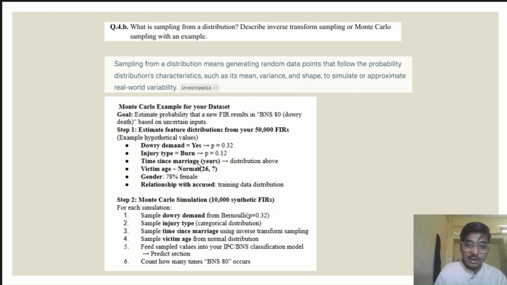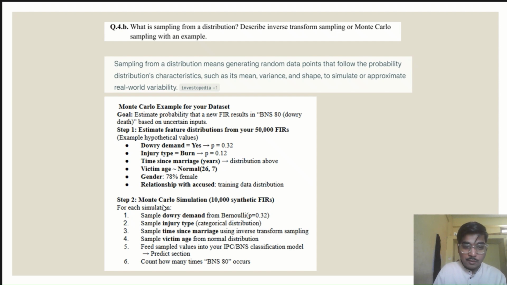If the time since marriage distribution is as above, then it can be taken. Victim age is normal, with a range like 26 or 27. Gender, if 78% female. Relationship with the training data distribution may be taken.